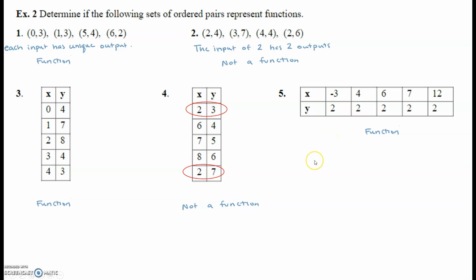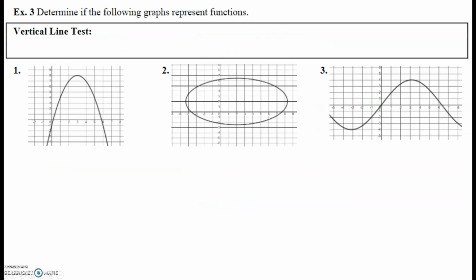Let's look at example 3. Determine if the following graphs represent a function. So again, we are looking for every input having one output. When we're looking at a graph, we have what's called a vertical line test that we can use to see if it's a function or not, and that is a visual representation to determine if a relation has one output for every input.